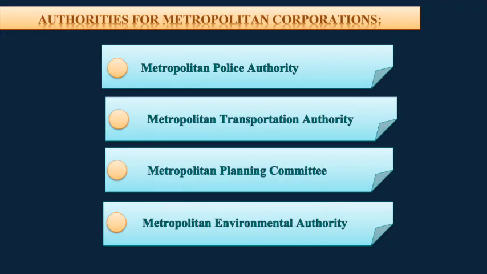We have a few important authorities under the Metropolitan Corporation. First one is the Metropolitan Police Authority. Second is the Transport Authority, then the Planning Committee, and the final one is the Environmental Authority. First, the Police Authority. The main function or role of this Police Authority is to give protection to the people dwelling in that particular city. This Police Authority takes care of law and order, not only law and order, including traffic and all other aspects the city is supposed to have.